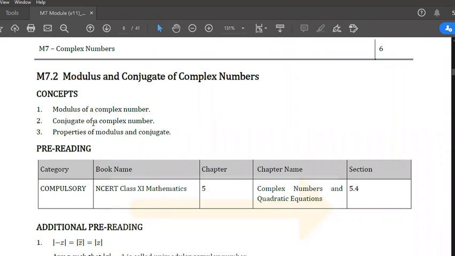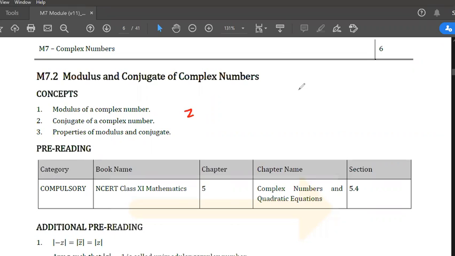Then the second topic was modulus of a conjugate of a complex number. Modulus of a complex number we have already studied. Then conjugate of a complex number, which we have already studied. The properties and modulus of conjugate is something that we haven't studied, right? That's what we think. Now just think about this. What is Z?